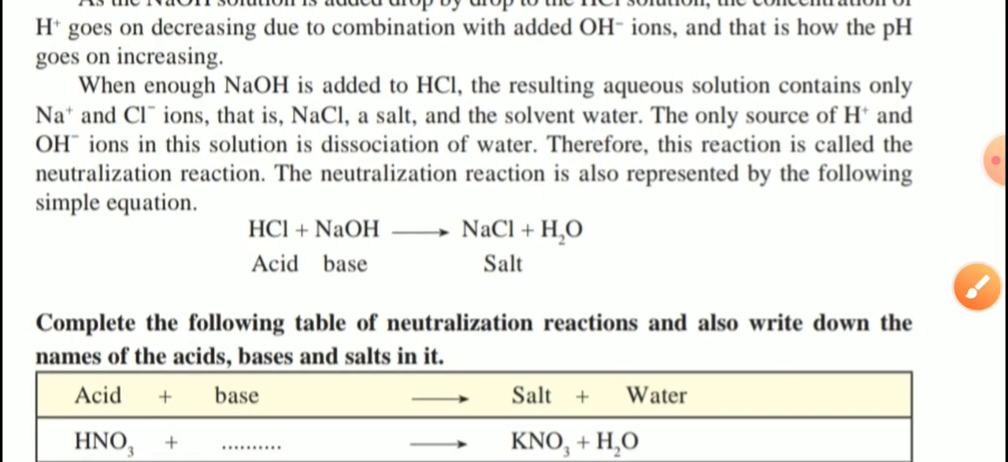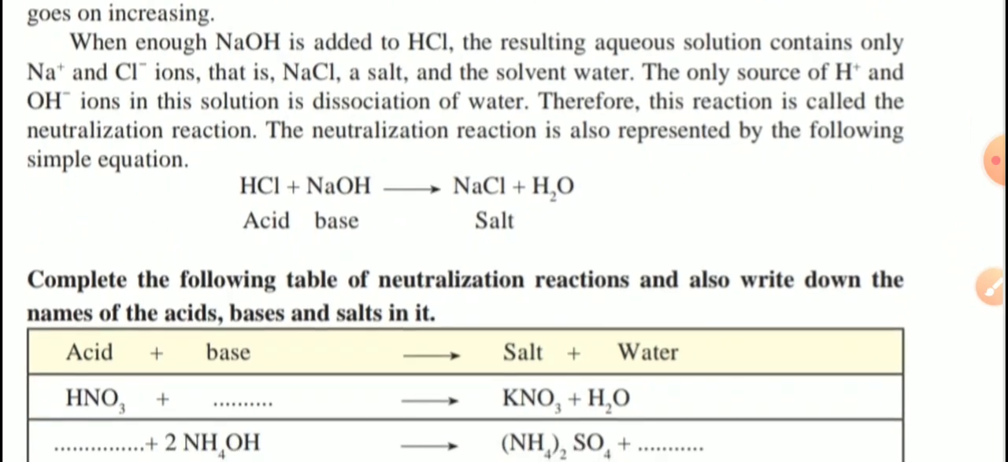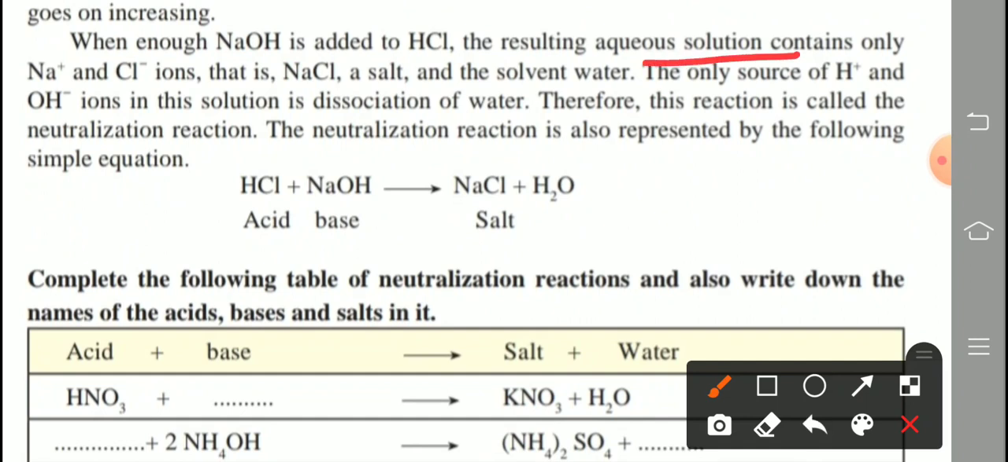When NaOH is added to HCl, the resulting aqueous solution contains only Na plus and Cl minus ions, that is NaCl, sodium chloride, the common salt, and the solvent water. The only source of H plus and OH minus ion in this solution is the dissociation of water. Therefore, this reaction is called as what? Neutralization reaction.